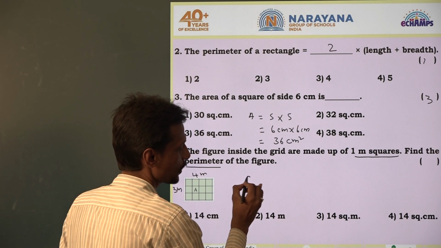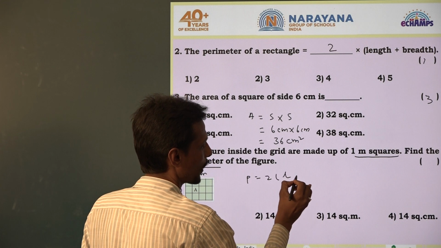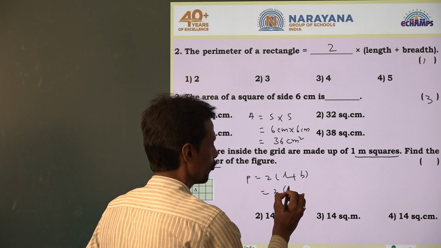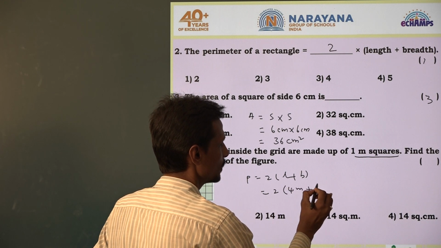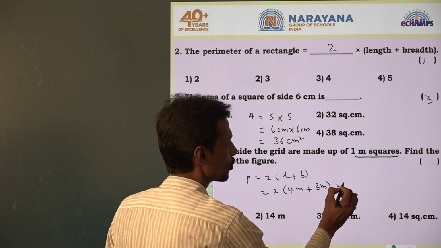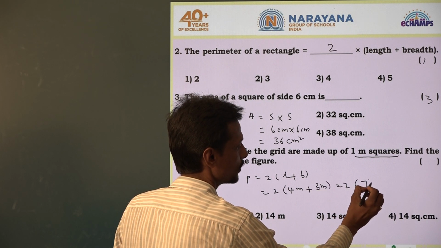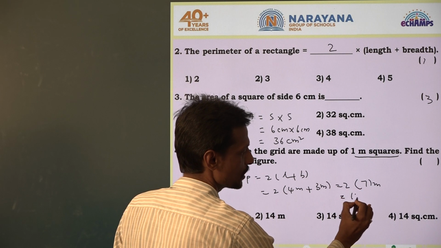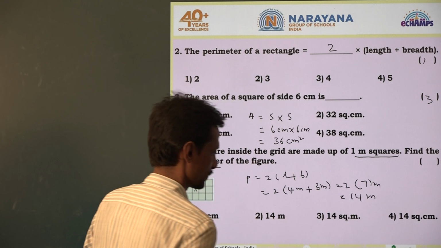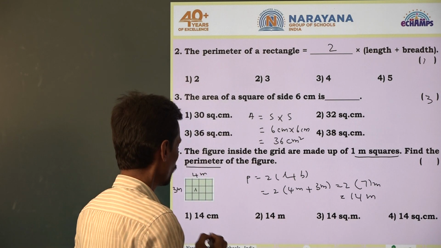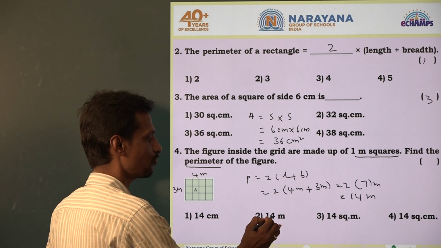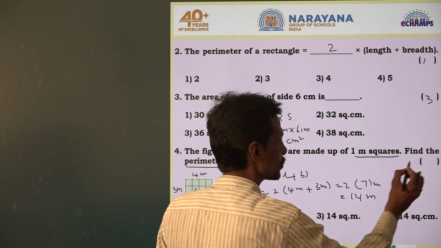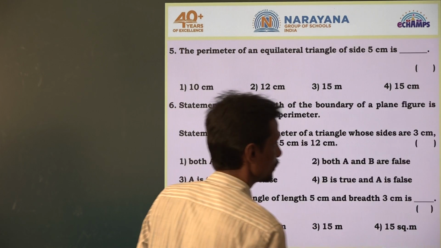So P is equal 2 into L plus B is equal to 2 into 4 meters plus 3 meters is equal to 2 into 7 meters is equal to 14 meters. So in the given options, first one 14 centimeters, second one 14 meters. So answer is here 14 meters. So second option is correct one.